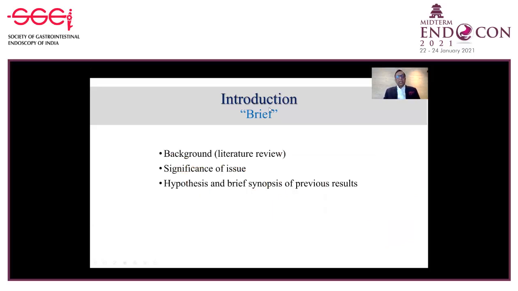Coming to the introduction, I often get articles where the introduction is very long. It's like a thesis. It's not acceptable. You should give a background, which should include a brief literature review, significance of the issue being considered in the manuscript, a hypothesis or a question with a brief synopsis of the previous results. There must be some novelty in your study.